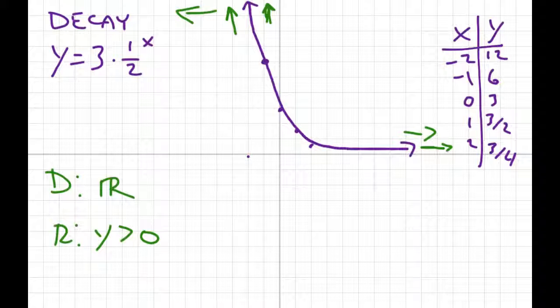All right, so that's the growth and decay, exponential growth, exponential decay. You saw tables and writing the functions, and then you saw functions and then graphing them.